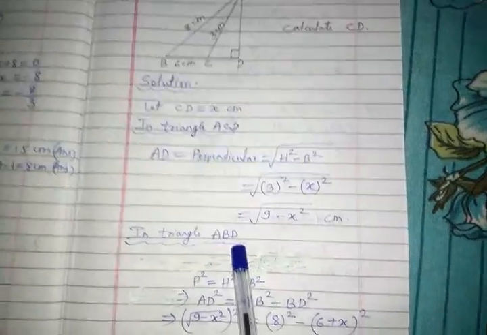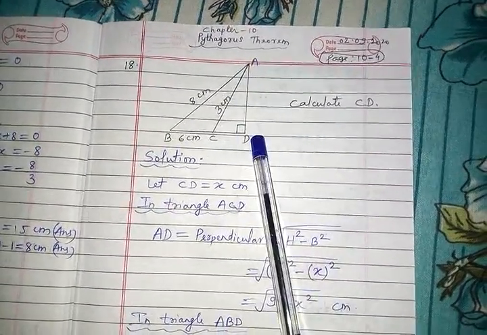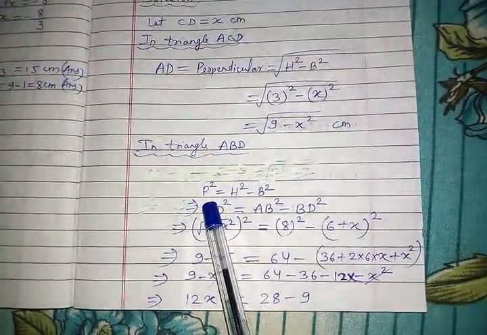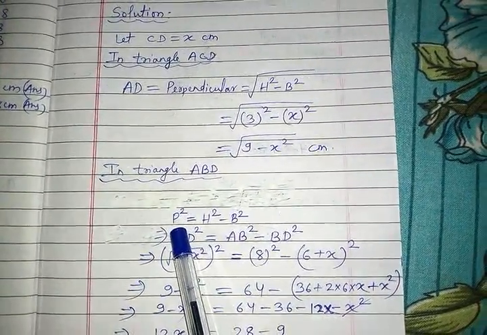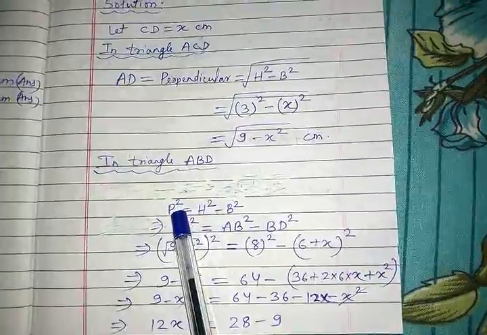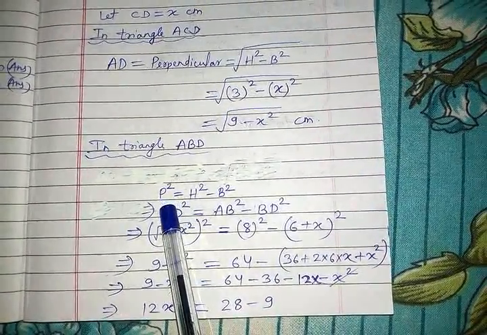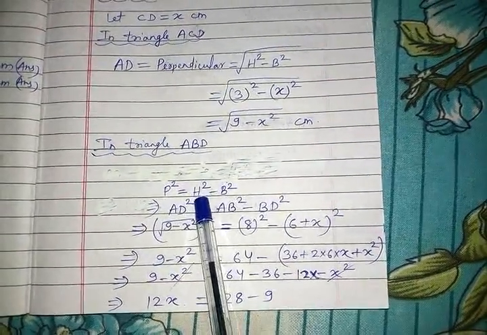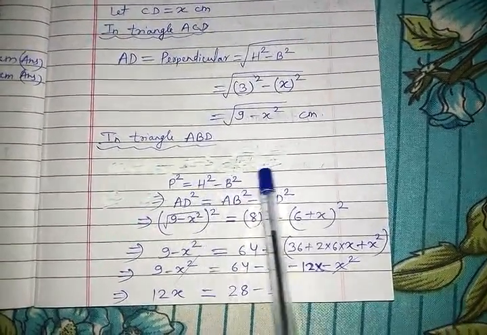Now in triangle ABD, that means we are going to take the larger one, ABD, the larger right angled triangle. So in triangle ABD, this time we are again going to use the formula of perpendicular, but I am going to use it in the square form. That means I will not put root over, but I will use the formula in square form, because we have two types of formula. So P square equal to H square minus B square. So when we put square here, we don't put root over.